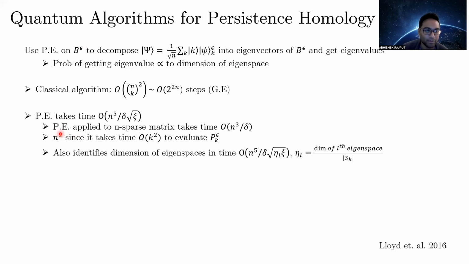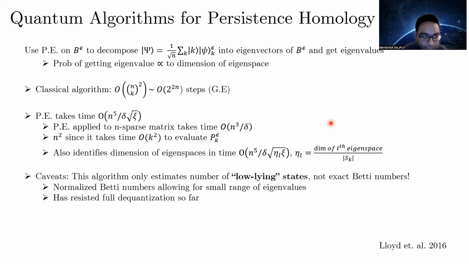The phase estimation part actually takes n cubed over delta, and n squared takes an additional time. The n squared is because it takes time order k squared to evaluate the projectors onto your physical subspaces. So that's the cost of that algorithm. You can also use this to identify the dimension of the eigenspaces in time which scales like this, where this eta parameter is the dimension of the alpha eigenspace over the space of k simplices.